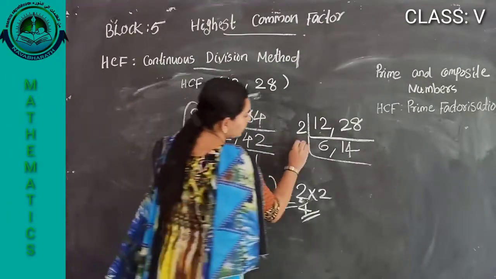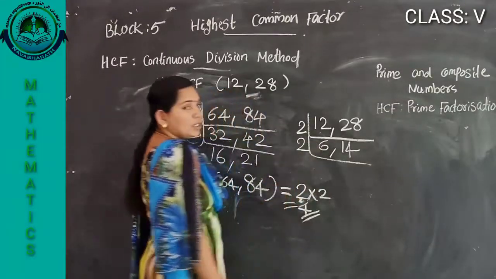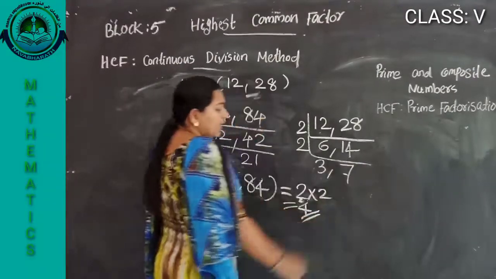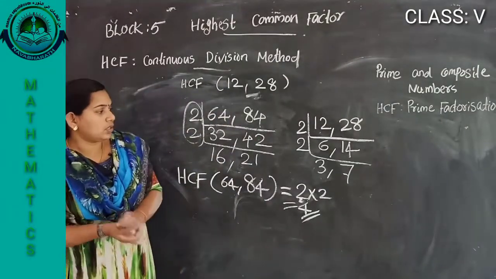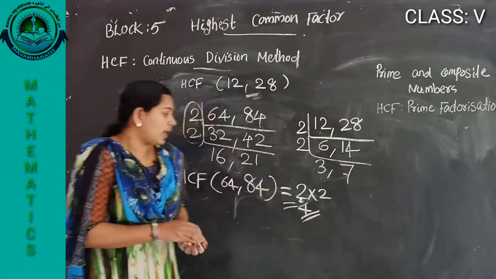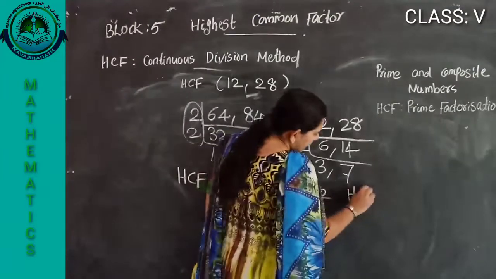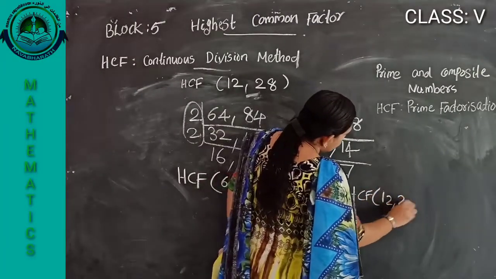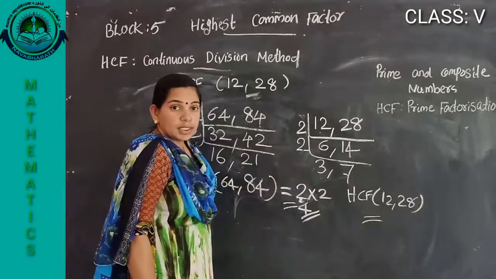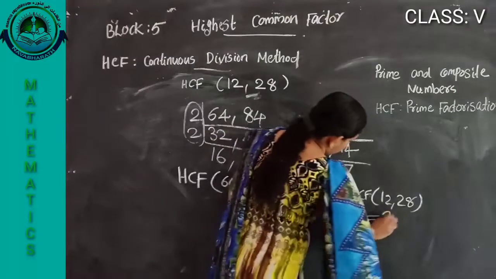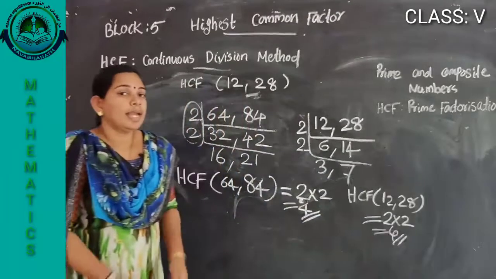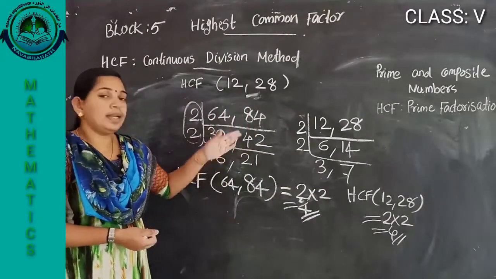That also 2. In 6, how many 2's are there? 3 2's. 14, 7 2's. In 3 and 7, any common factors? No. So we stop from here. And then find the HCF of 12 and 28. We are taking the common numbers, 2 into 2, 4. The same HCF we will get from this method and that method.